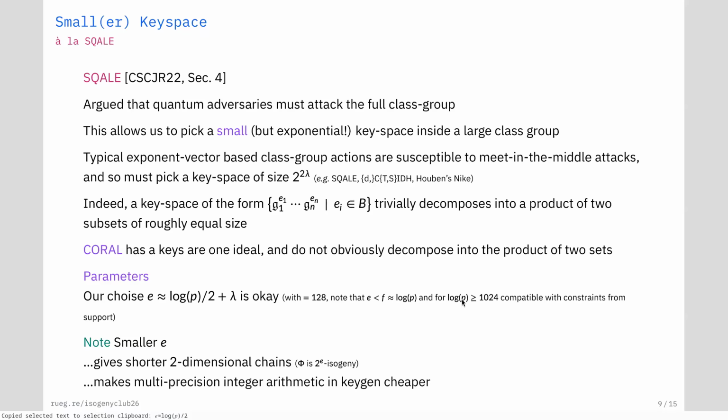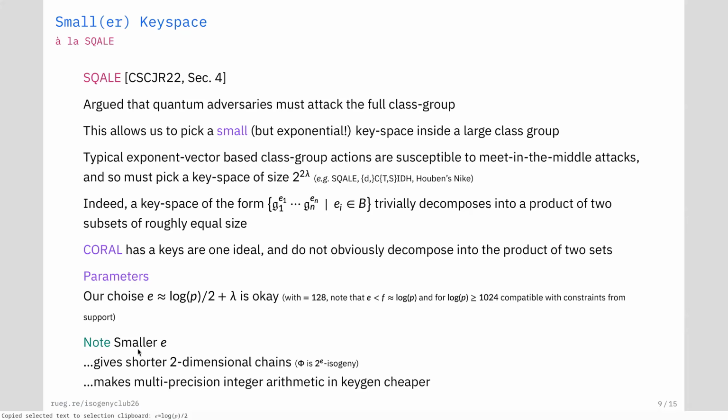And for log P larger than 1024, we immediately get a choice that's compatible with the constraints that we computed from the min entropy of the distribution. That's a lot more technical, so feel free to read the paper once it's online. And so the point here is, for the 512-bit parameters, we needed to make some slight tweaks to the size of E, but it was also smaller than log P.